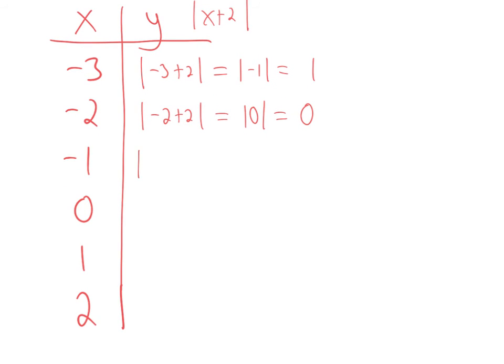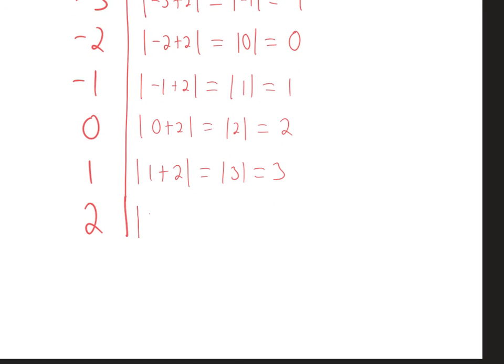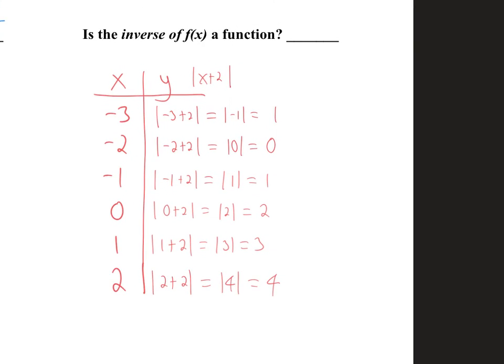Then we have absolute value of -1 plus 2, which is absolute value of 1, which equals 1. Then we have 0 plus 2 in absolute value, which is absolute value of 2, which equals 2. Then we have 1 plus 2, absolute value of 3 equals 3. And the absolute value of 2 plus 2 equals absolute value of 4, which equals 4. So these are the points we're going to plug in here.